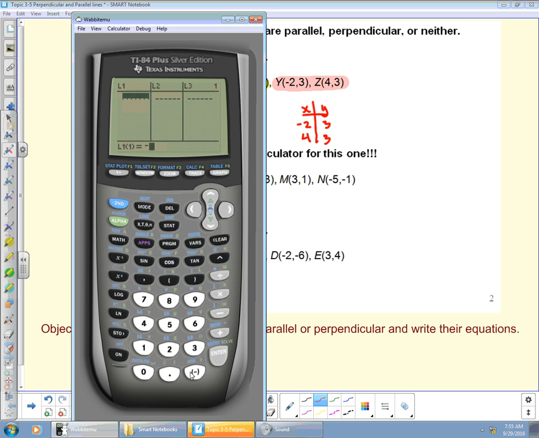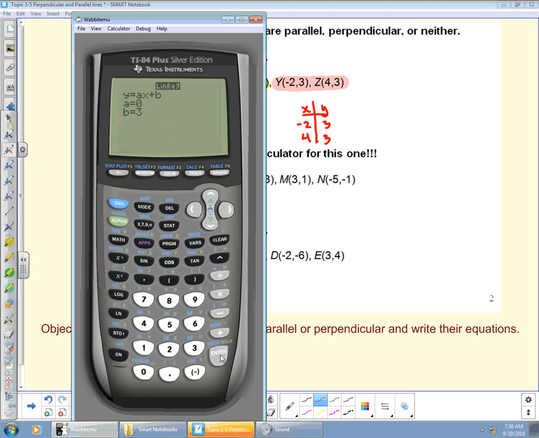And I'm going to enter those values, -2 and 4. And then both of my Y values are 3. And then I do it again. Stat, right arrow key to calc, down to number 4. And I just keep pressing enter until it gives me an equation.